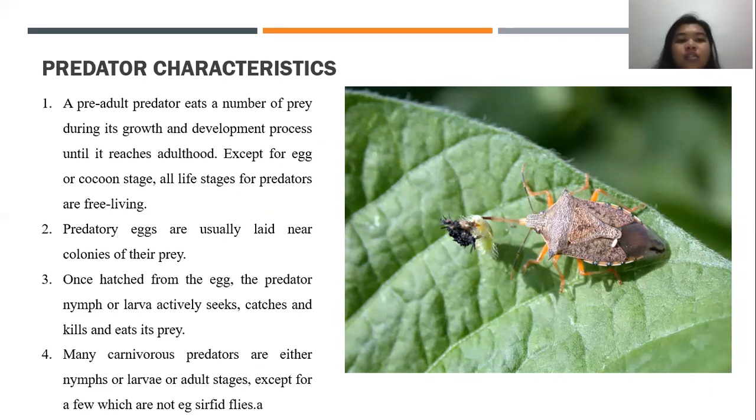Predator eggs are usually laid near colonies of their prey. Once hatched from the egg, the predator nymph or larva actively seeks, catches, kills and eats its prey. Many carnivorous predators are in either the nymph or larva or adult stage, except for a few which are not, like eggs.